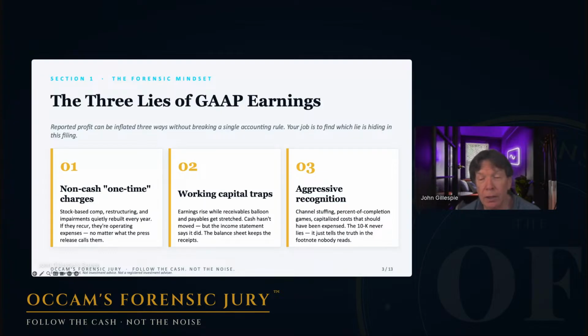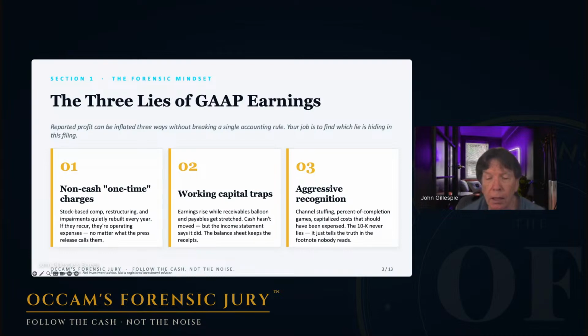There's 3 lies. The first lie is non-cash, quote unquote, one-time charges. Stock-based compensation, restructuring, impairments, and companies will tell you to look past these because they're non-cash or non-recurring. But if they recur every single year, they're operating expenses, no matter what the press release calls them.